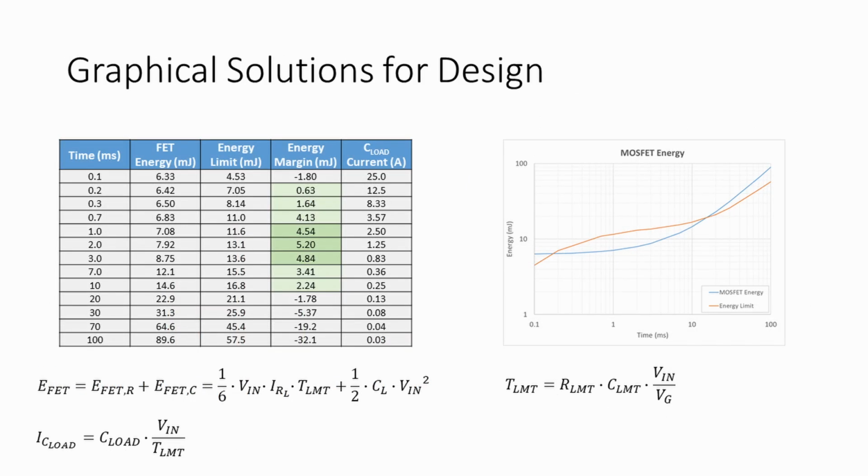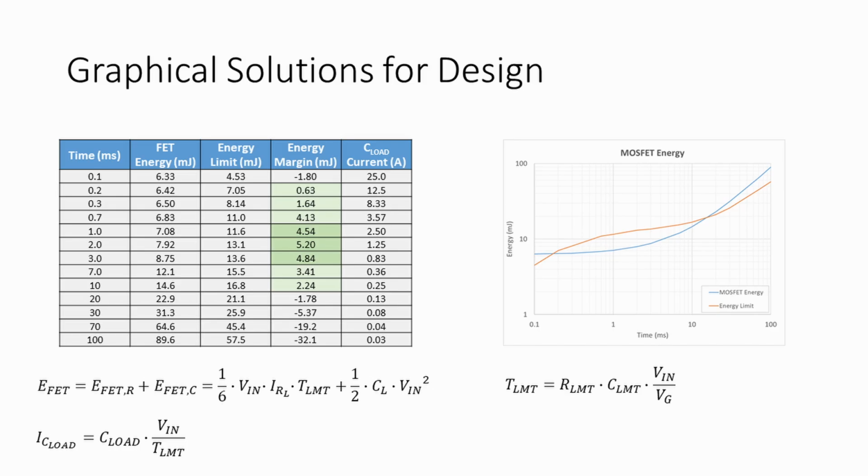A nice way to use this information is to create a graph in Excel. Take the energy of the FET, which we figured out a couple of minutes ago, and plot it against the energy limit that was just computed. You can do the same thing just using the table as well. Column 4 is the energy margin, or how much breathing room there is. You can see that 1 to 3 milliseconds is the sweet spot for this part.